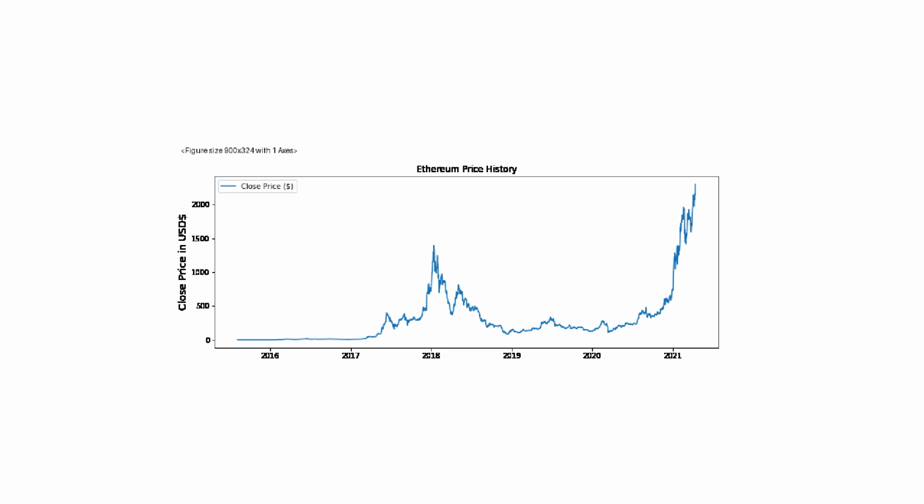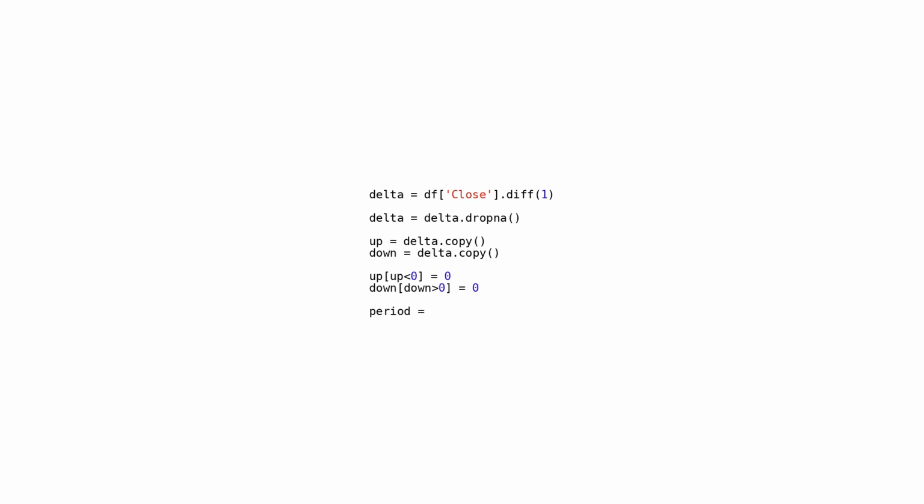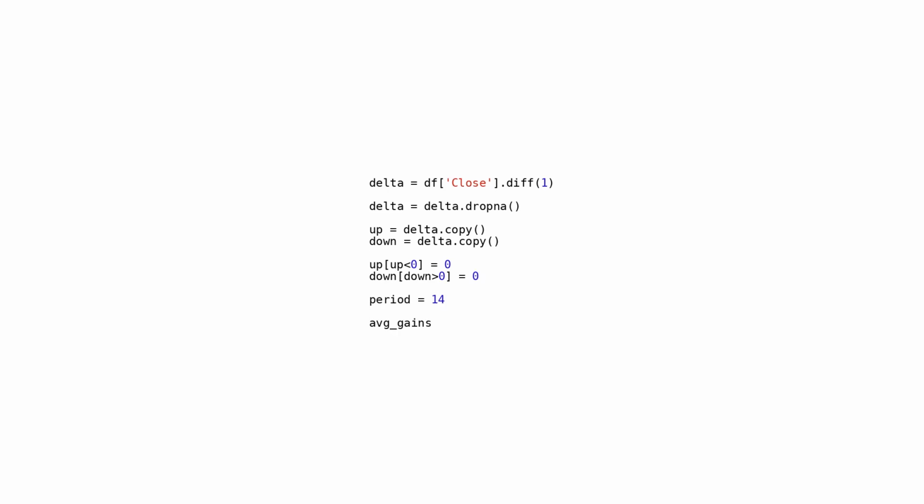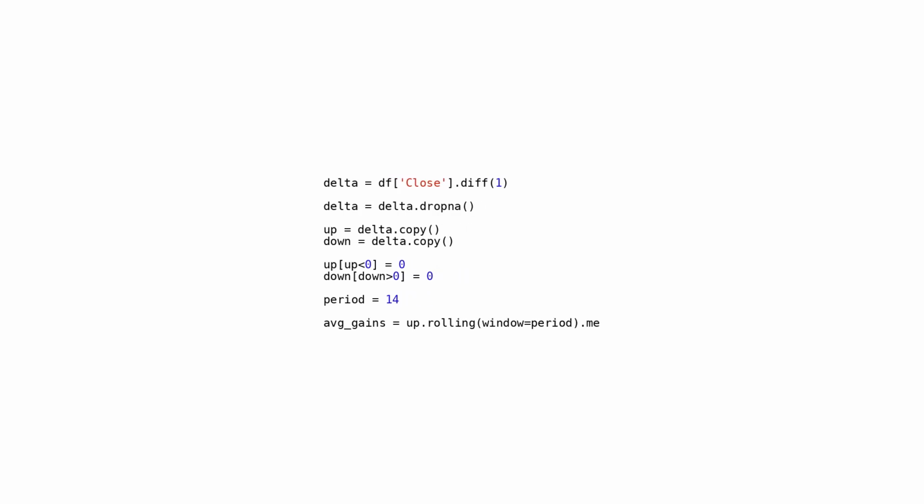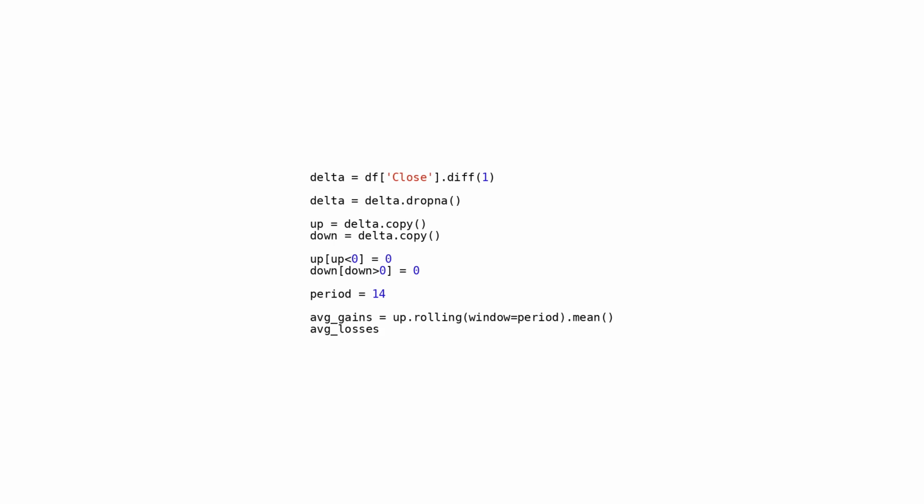This code in Python uses the relative strength index, RSI, to evaluate overbought or oversold conditions in an asset. The steps are as follows. 1. Calculate the difference between consecutive closing prices using the close column of a data frame, df. 2. Remove any NaN values that occur from the first element. 3. Create 2 copies of the difference series for positive and negative changes. 4. Replace negative values in the up series with 0 and positive values in the down series with 0.